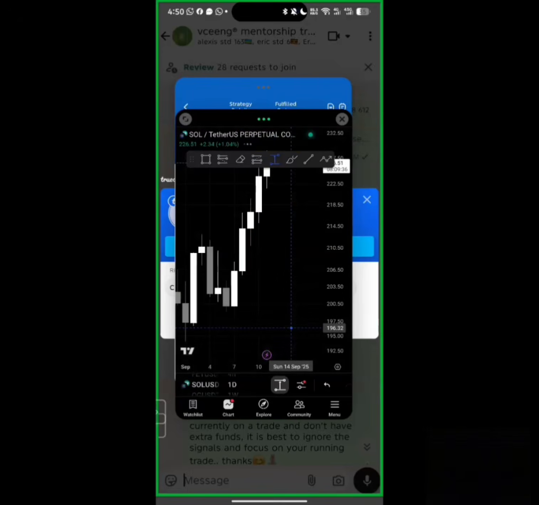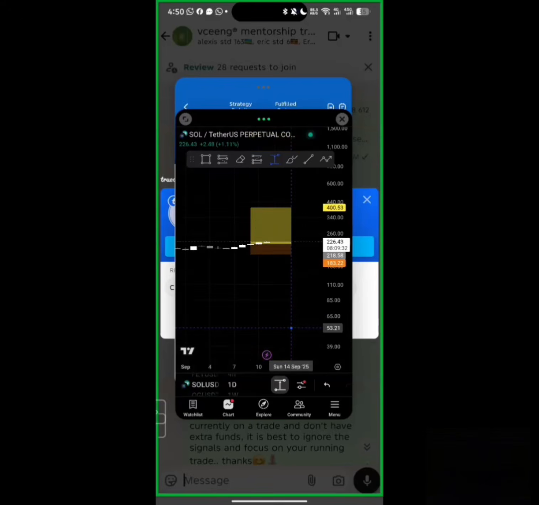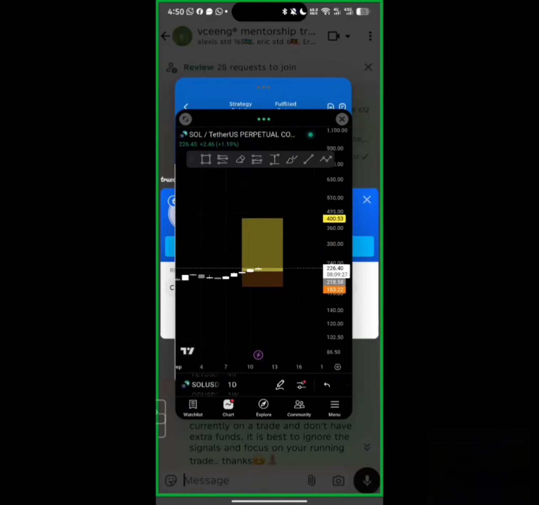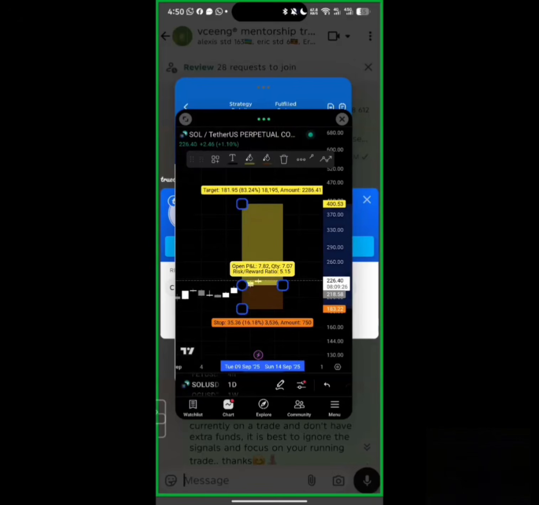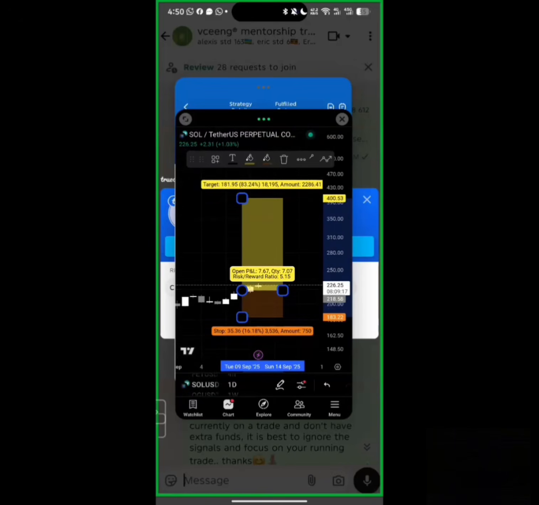This is Solana. Also trading Solana. We are taking a lot of profits from Solana. Okay, 83% profit we are taking from Solana, and it is already running in profit as well. If we have to lose, we will have to lose 16%. And so there is risk to reward ratio. Okay.